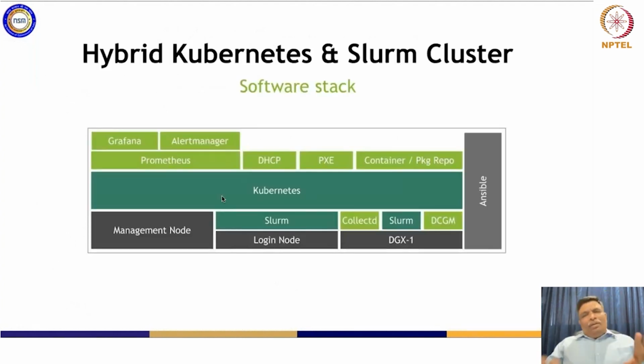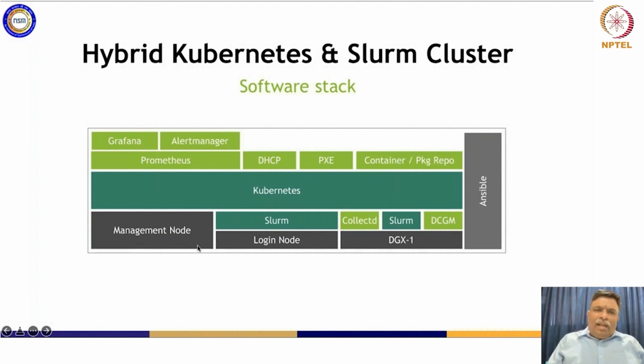So how do you actually stack up the software stack? You are trying to develop a hybrid Kubernetes and Slurm cluster. So you have got Prometheus here, DHCP, containers, Grafana, alert manager, Kubernetes, then Slurm, login node. This is your compute node or DGX or whatever. Then you have this management node. So something like this, right?